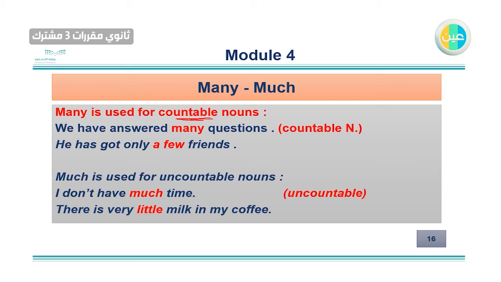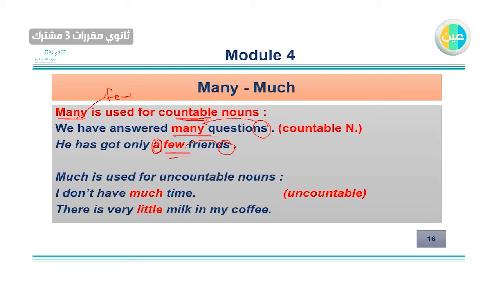We have answered many questions. Questions, countable, so many. He has got only a few friends. Few friends, countable. So few or a few. Okay, so many and few for countable. Of course, sometimes we use "a" when we mean it's few but enough. It gives you the meaning of enough. Yeah, I have a few friends, but they are enough for me.